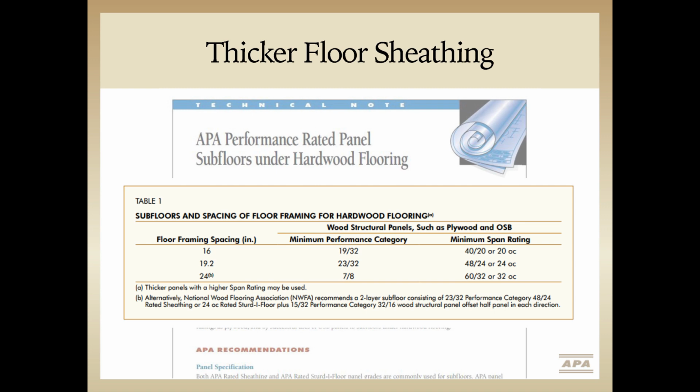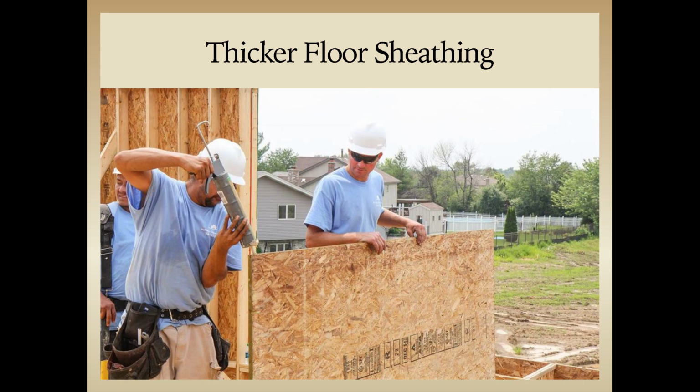Now for some of the challenges. When the switch is made to a 24-inch joist spacing, it's important to pay extra attention to the finished floor that will be installed. Both APA and the National Wood Flooring Association recommend making the switch to 7/8 category floor sheathing under hardwood floors at a 24-inch joist spacing. This sheathing provides additional stiffness to the floor system, which also improves performance. One of the more common questions that we hear when we talk about the thicker floor sheathing is the added weight for the framers to deal with. And what we found is the switch to 7/8 has been completely a non-issue.